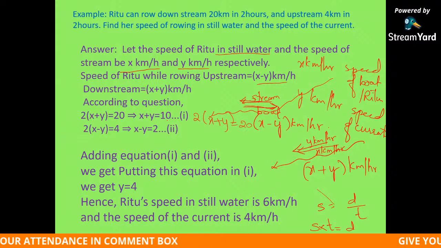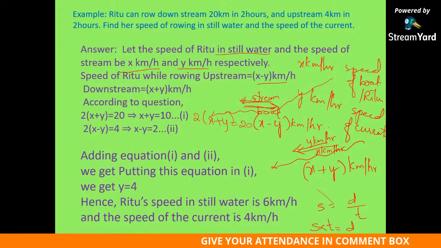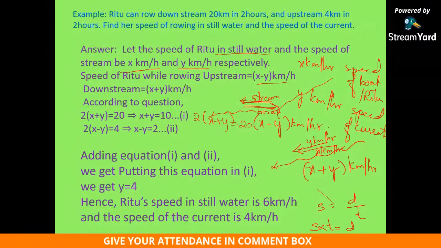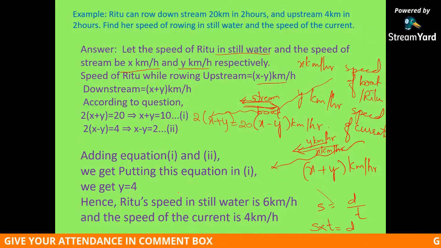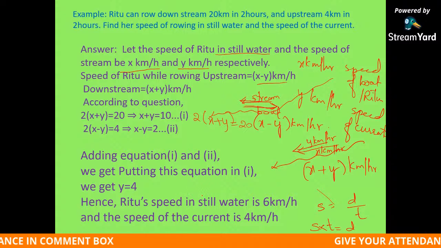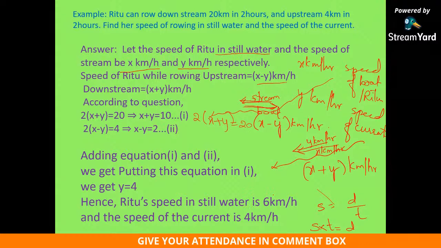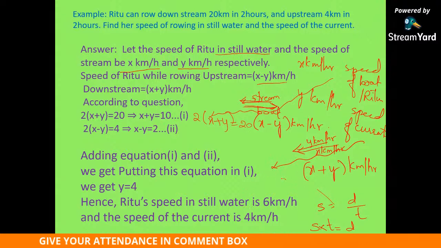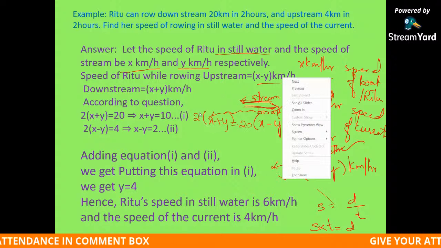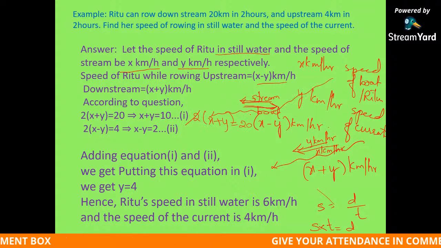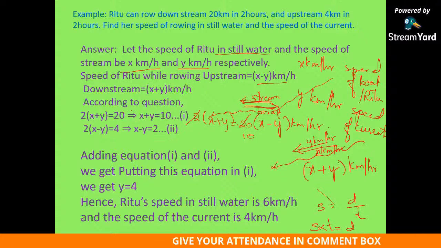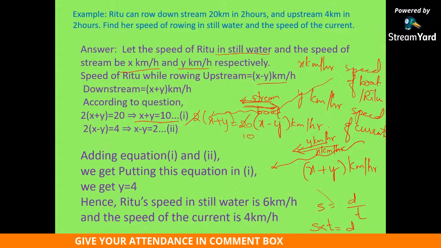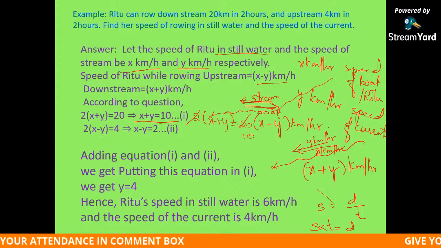Therefore, your first equation will be 2 into x plus y is equal to 20. This implies x plus y is equal to 10, because 2 is the common factor, so you can cancel it on both sides: 2 ones are 2, 2 tens are 20. Therefore, you will get your first equation. Similarly, your second equation, speed into time.